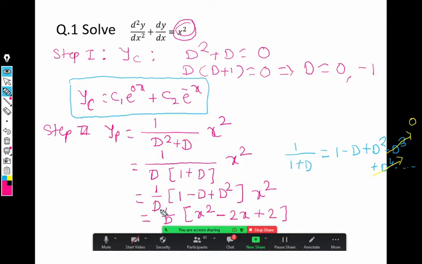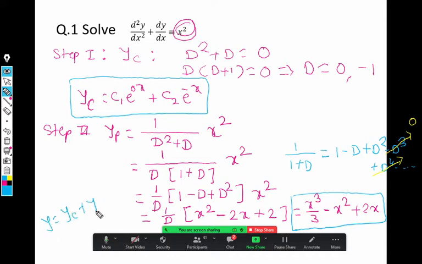And what about 1 by D? What is the meaning of 1 by D? Integration. So let me integrate. What is the integration of x square? X cube upon 3. Correct. X cube by 3, then minus 2x means minus x square, and plus 2x. And that is the end of Yp here. So we got this as Yp. Here is Yc, here is Yp, and don't forget to write y is equal to Yc plus Yp as the complete solution. That's the end of the question.